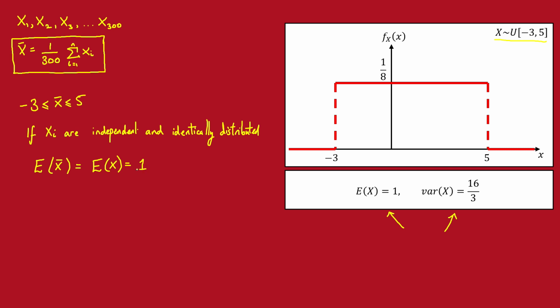which in this case would be equal to 1. Furthermore, we've seen that if the observations are IID, then the variance of the sample mean is equal to the variance of the population random variable divided by the number of observations, which would be equal to the variance of x here divided by 300, because we've got 300 observations, which is going to be equal to 16/3 divided by 300, which is going to be equal to 16/900.